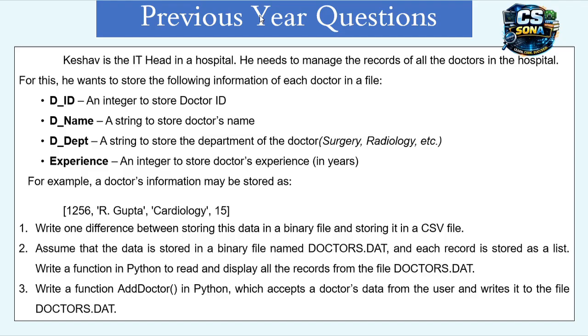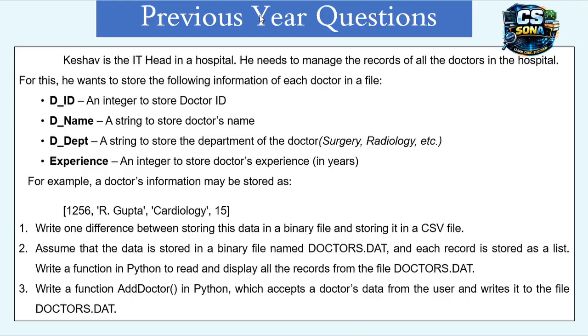And now the second question is, assume that the data is stored in a binary file named doctors.dat and each record is stored as a list. Write a function in Python to read and display all the records from doctors.dat. Okay, we have to assume that there is already a doctors.dat file and there is data stored in it in the form of lists. We just need to take the data from that file and print.